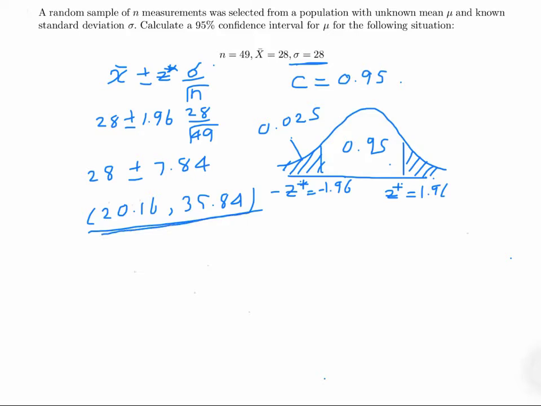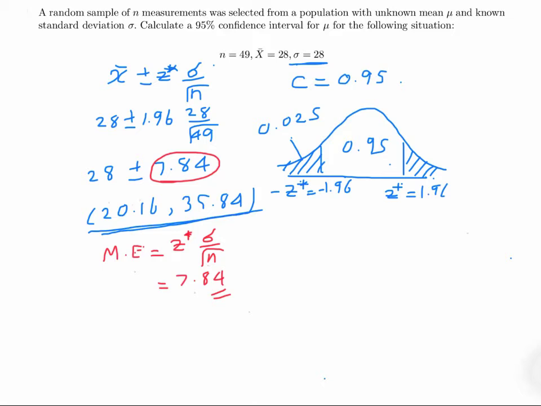Now I am asking, what is the margin of error? How do we find the margin of error? You know already, margin of error equals z star sigma over root n, right? So that is the margin of error or maximum error. We already calculated that, it is 7.84. That is the margin of error.